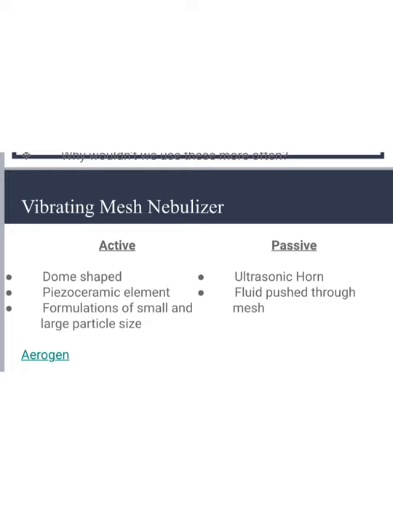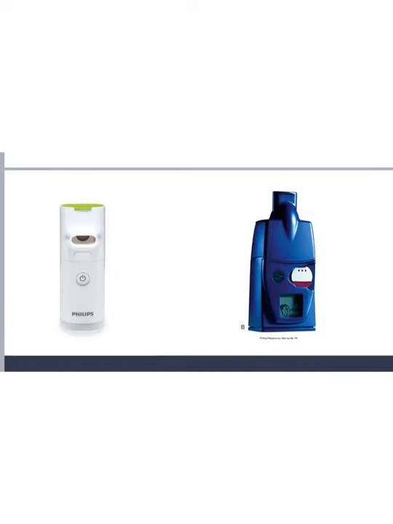The passive vibrating mesh nebulizer is called an ultrasonic horn, and in the next slide we have a picture of those. So fluid is pushed through the mesh. With the active, the ceramic element vibrates, and that sends the particles up to the mesh to be formed into smaller and larger sizes, and the fluid in the passive is pushed so that it goes through the mesh. So here you have an active and a passive.